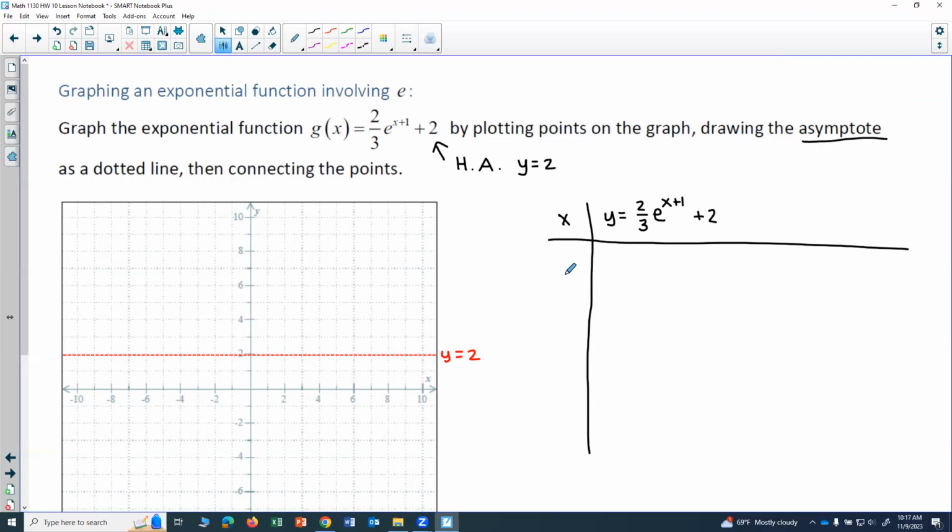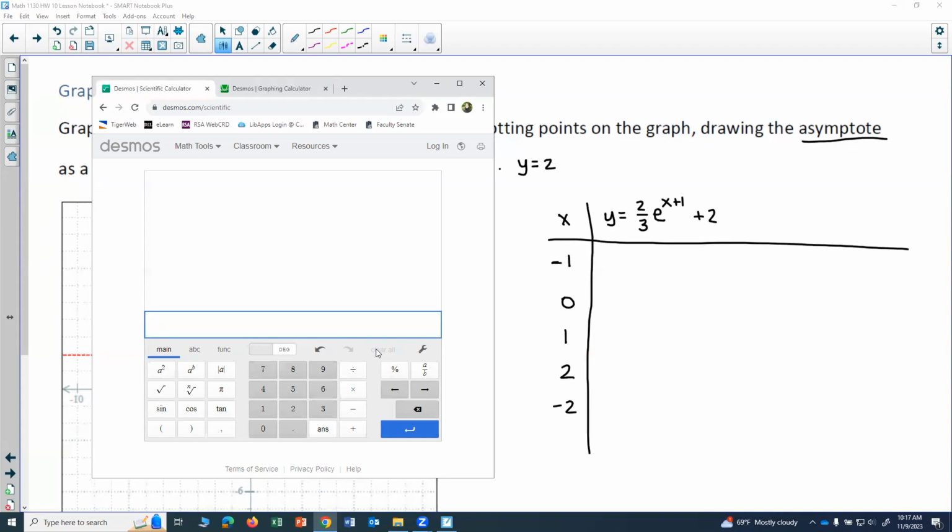So let's say I pick a -1, a 0, a 1, a 2, and actually let me pick a -2 also. Okay, so those are my values. What I want to do is plug those into this expression, so I'm going to go ahead and use the calculator.